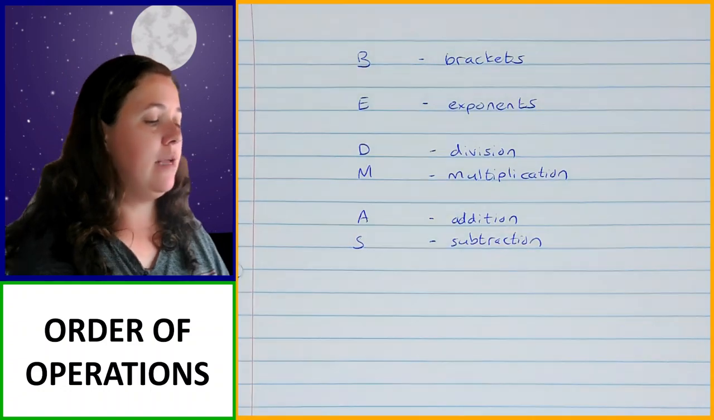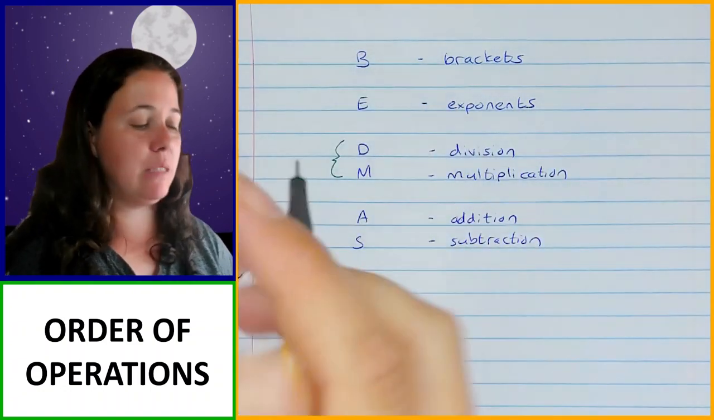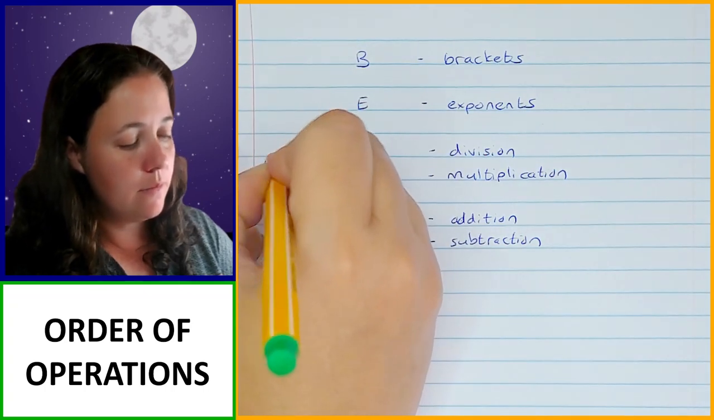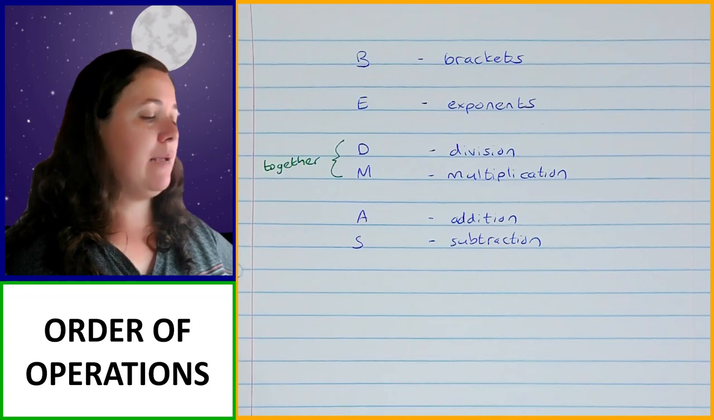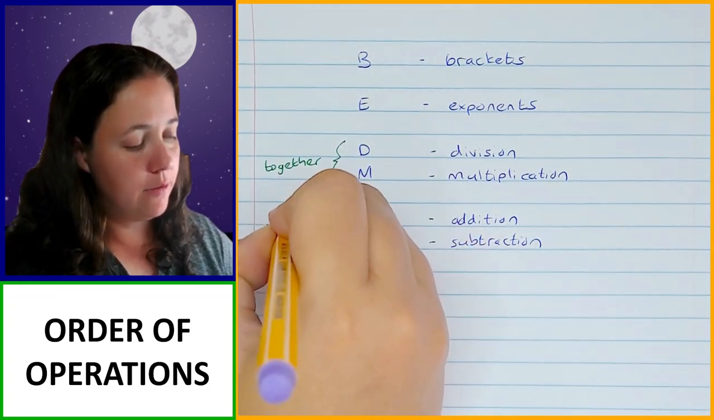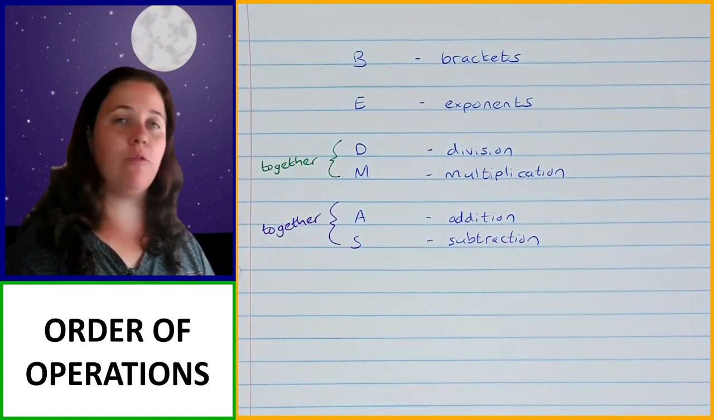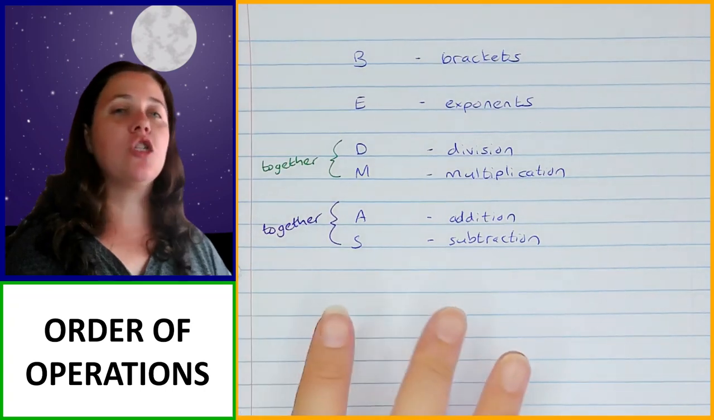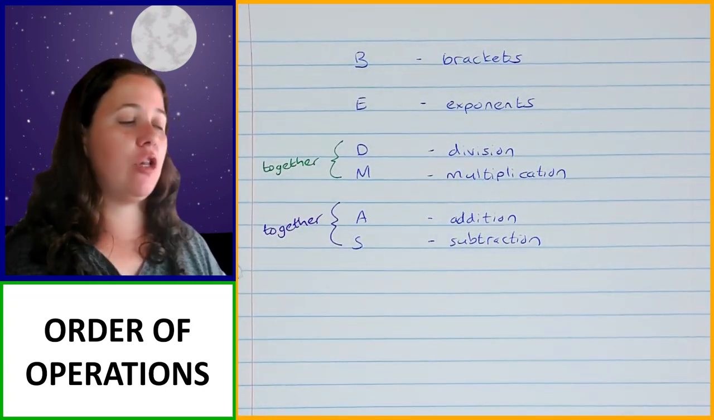Okay, and remember, these go together. So division and multiplication can happen simultaneously. And same thing with the addition and subtraction. They also go together. So you can do addition and subtraction simultaneously from left to right as well. Okay, so that is the order that we are going to be using when we are doing our calculations.